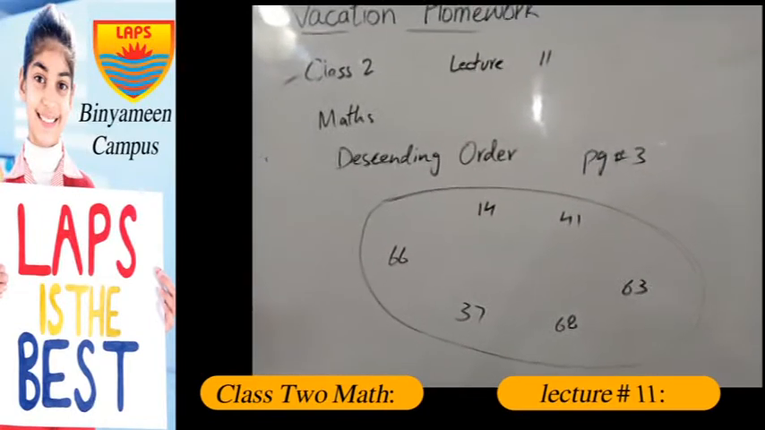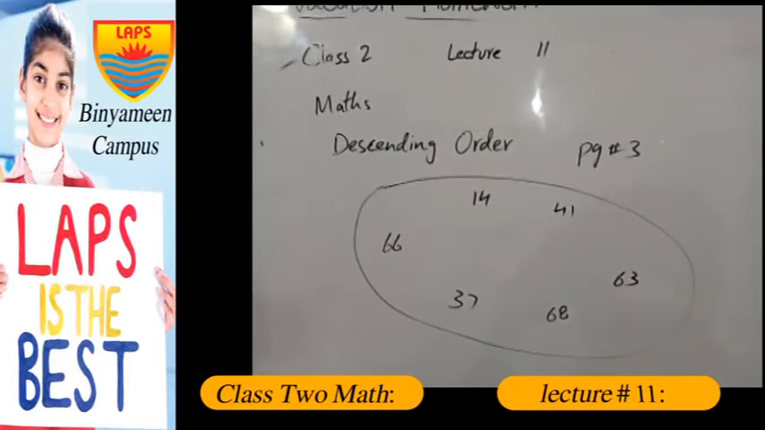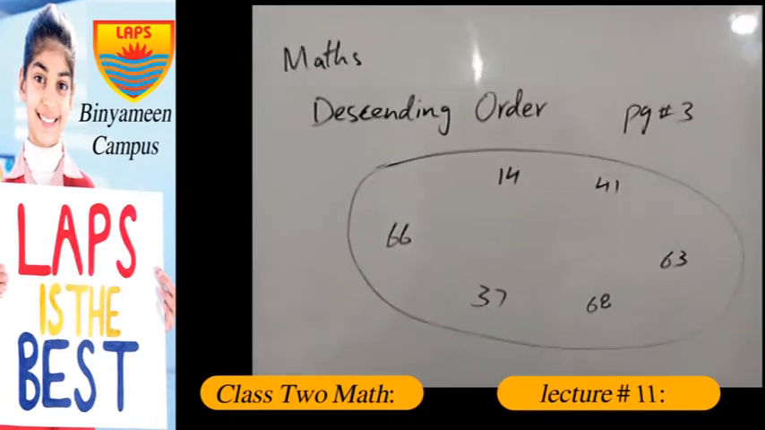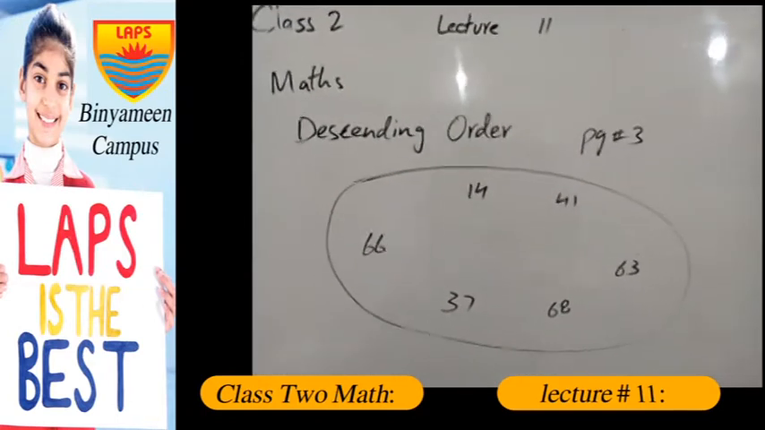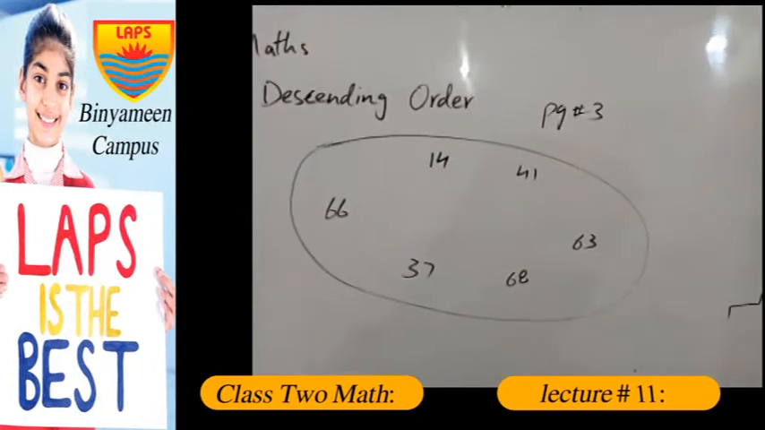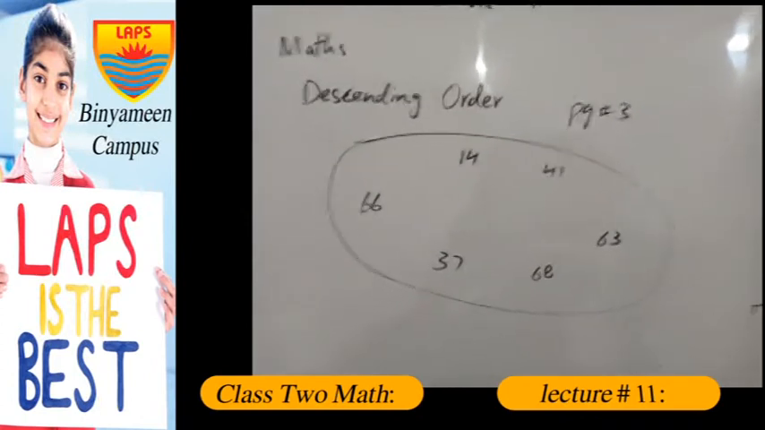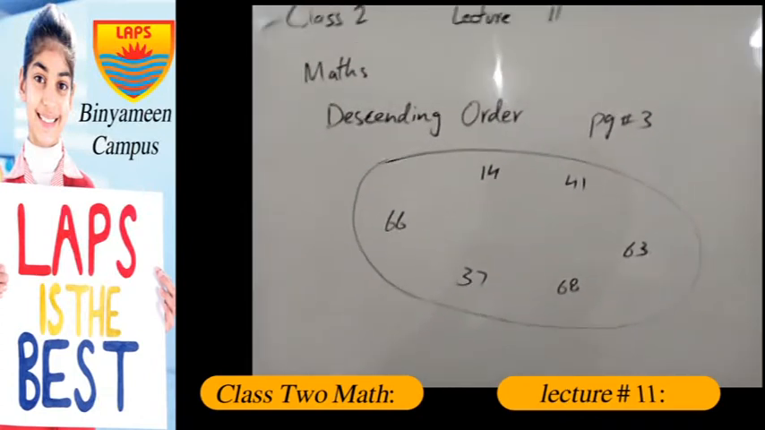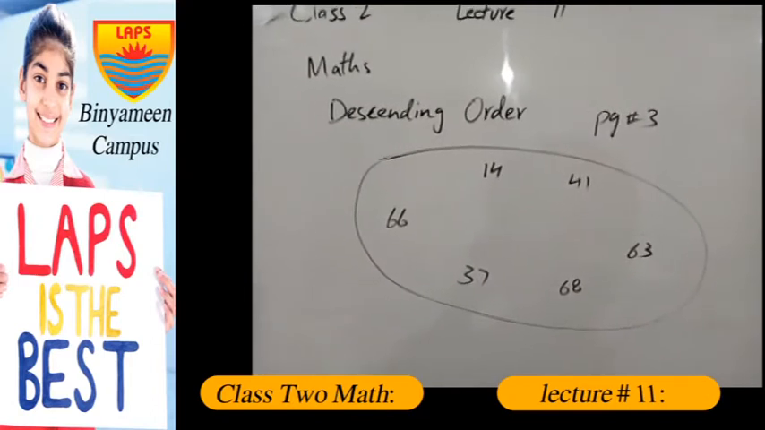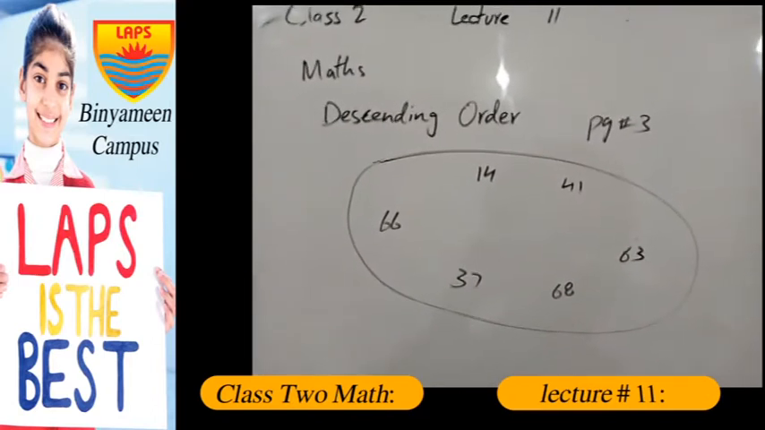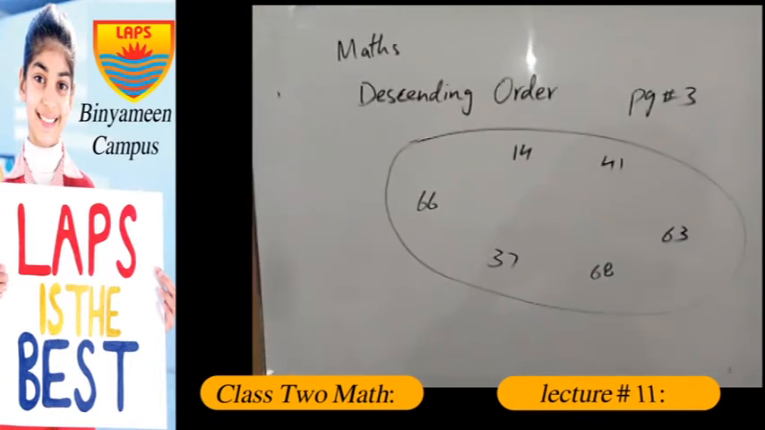Welcome to lecture 11 of class 2 maths. If you open your book to page number 3, we did ascending order yesterday, so we have to do the other part, descending order, today. I have given here a number bank. It has the numbers 14, 41, 63, 68, 37 and 66.